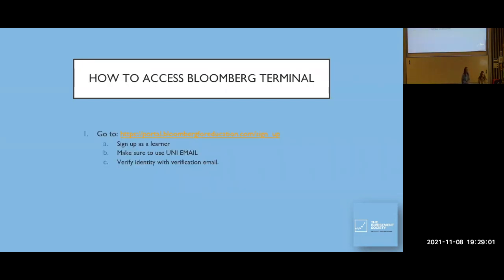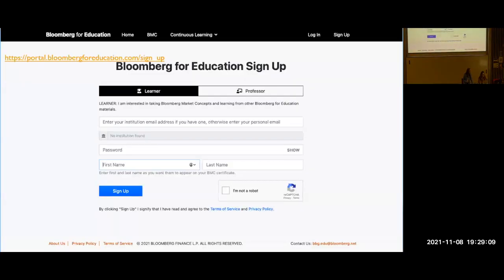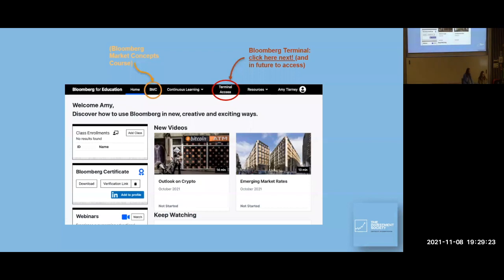So how to access the Bloomberg Terminal? The first thing that you need to do is go to this following link, and then you're signing up as a learner. If you go to this link, it will come up with this. You need to make sure that you're using your university email address, because otherwise it won't work. Then once you've done this, you will find something like this, obviously with your name in place of my name.